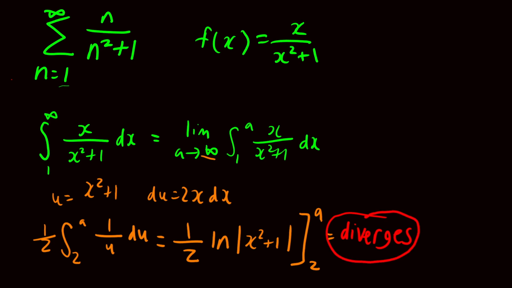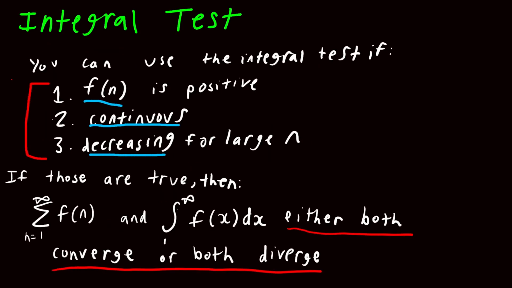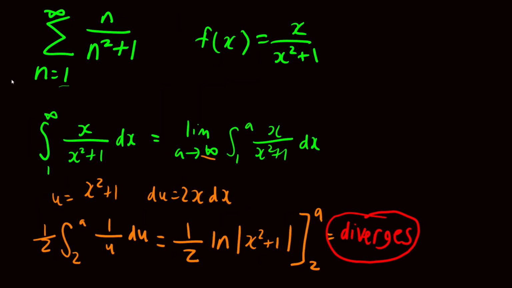And on your AP exam, you'd write, since this improper integral diverges, then this summation diverges because all the conditions are met. But for now, we're going to ignore all that because we're being a little bit lazy today. But that's literally all we're doing. Either both converge or both diverge. The integral diverges, which means the series is going to diverge too.